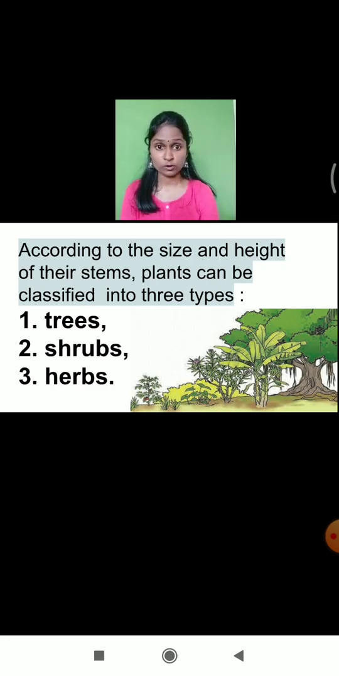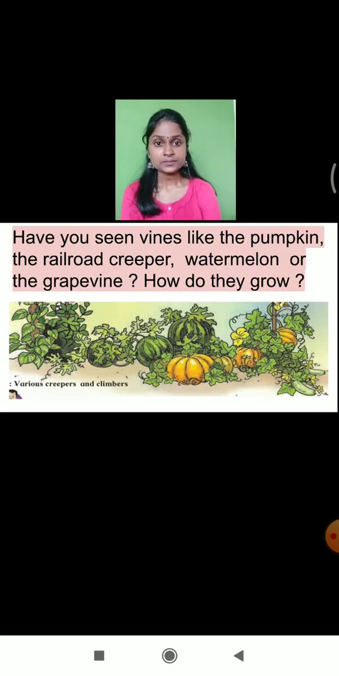Okay. So I hope so students. So these are the 3 variety of the plant which was classified by the scientist whose name was what? Carl Linnaeus. So Carl Linnaeus was the name of the scientist who gave us the scientific classification of the plant. Okay. Now students, have you seen the vines like pumpkin, the railroad creeper, watermelon or the grapevine? Have you observed any of them?